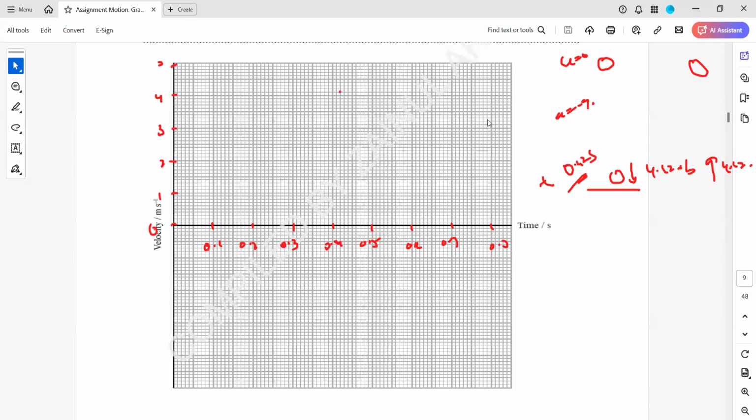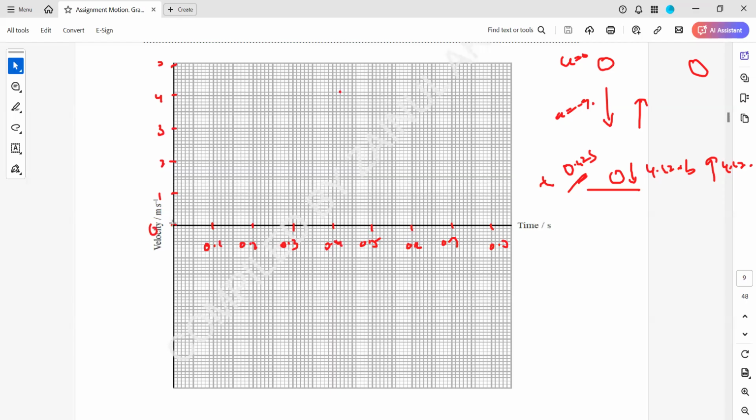Because if we consider the downward, it depends on you. For example, if you consider the downward direction as positive, the upward direction will be negative. So it's up to you. If you consider downward as positive, upward will be negative. If you consider downward as negative, upward will be positive. So it's up to you, you can consider either one.